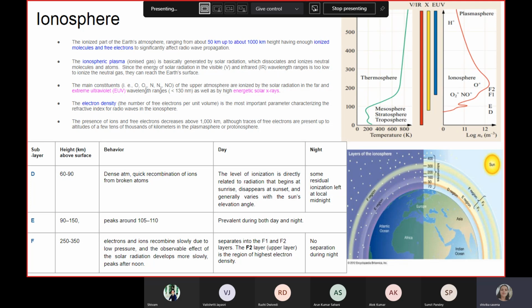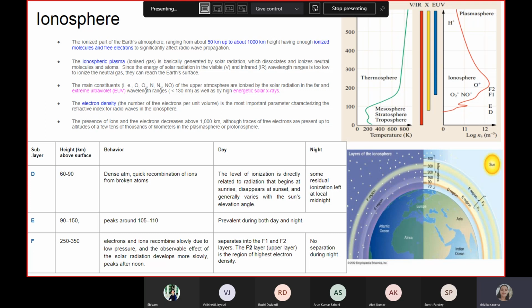Now the F layer is the topmost layer of the ionosphere. During the day, this F layer separates into two portions, F1 and F2, among which F2 is the region of the highest electron density. Electrons and ions recombine very slowly due to low pressure. Why low pressure?